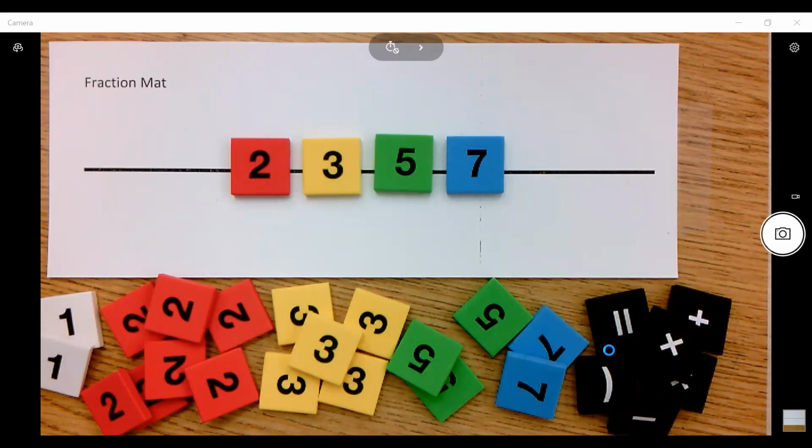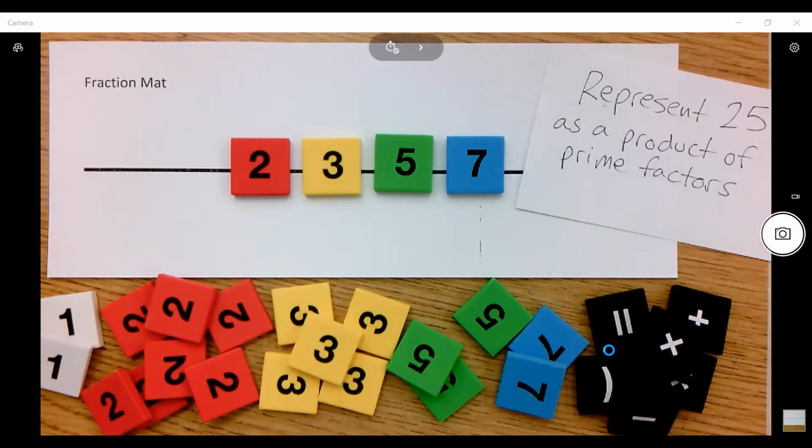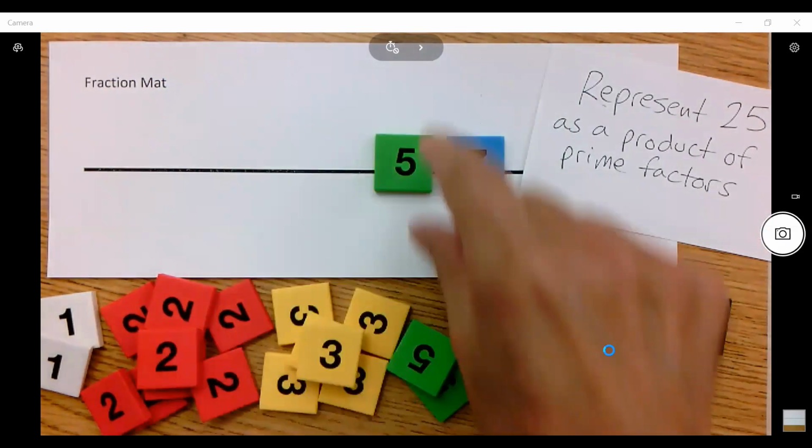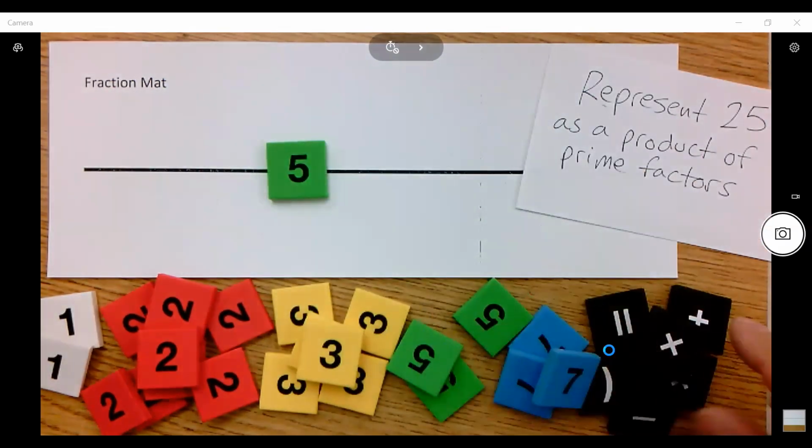Let's get started right away. Again, prime factor tiles. Prime factors means you can only represent composite numbers as a product of primes. So if I want to start out by representing 25 as a product of prime factors, well, that's pretty straightforward. That's just 5 times a second 5.